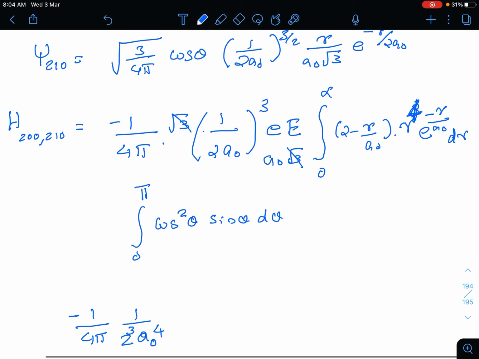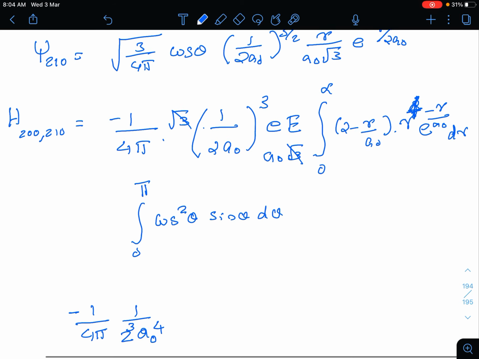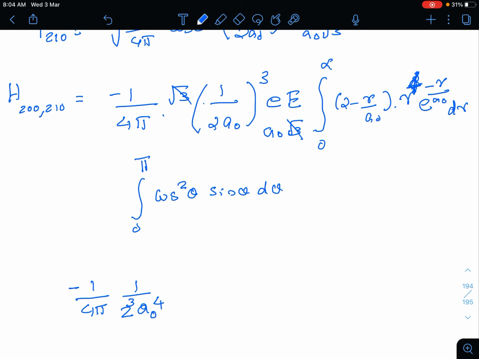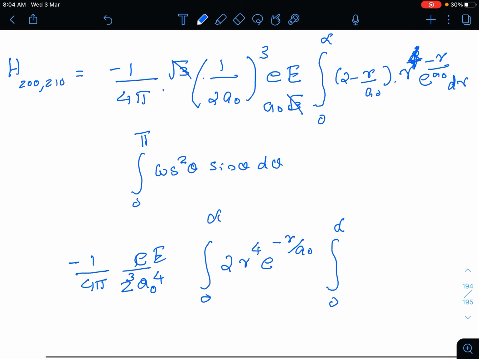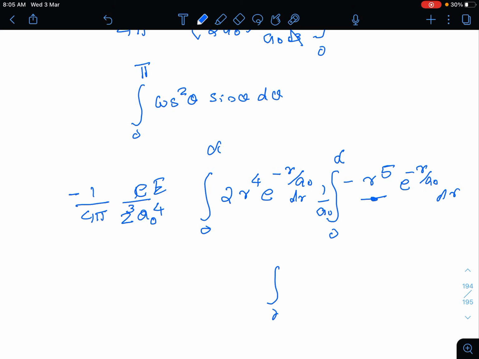If I make any mistake, you just check it. Okay, so minus 1 by 4 pi, 1 by 2 cube, a0 raised to 4, integral 0 to infinity, 2 r raised to 4 e raised to minus r by a0, integral 0 to infinity, minus r raised to 5, e raised to minus r by a0 dr, with the 1 by a0 outside, integral cos square theta sin theta d theta. Good.